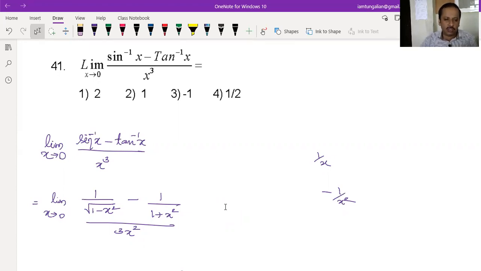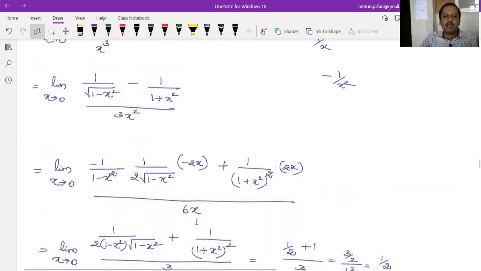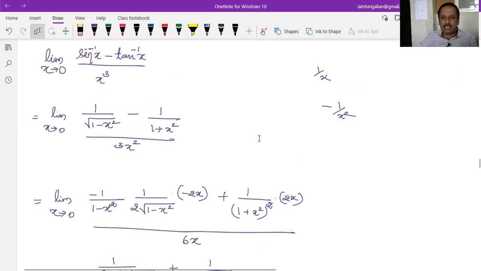Now we have to use L'Hospital's rule again. Derivative of 1 by root 1 minus x square, it looks like 1 by x. Derivative of 1 by x is minus 1 by x square. So derivative of 1 by root of 1 minus x square would be x square minus 1 by x square.